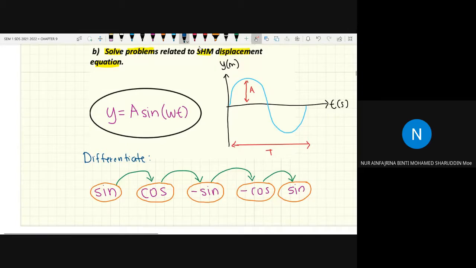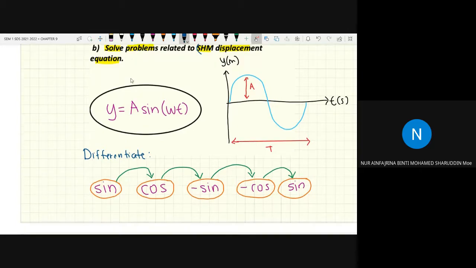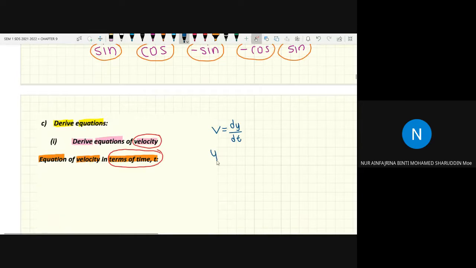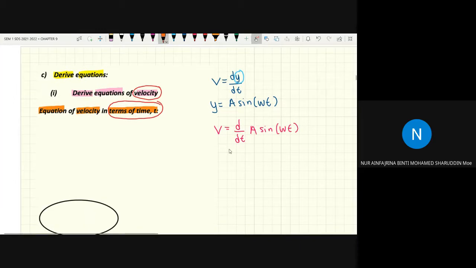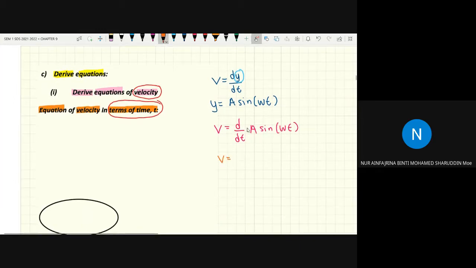See? The simple harmonic displacement equation. So our displacement equation is y equals a sin omega t. What I'm going to do now, you see there's a y here? Miss will substitute y into it. So Miss will get v equals d over dt of a sin omega t. Okay, look how Miss differentiates. Miss knows I cannot differentiate A.